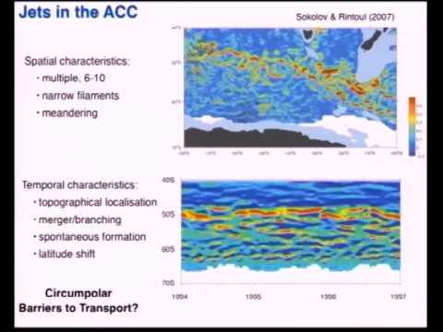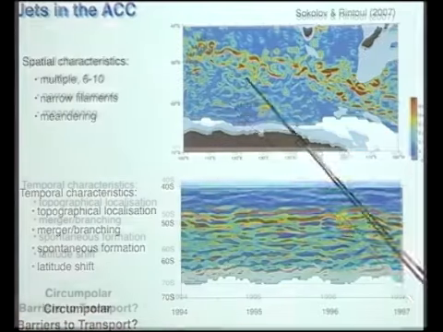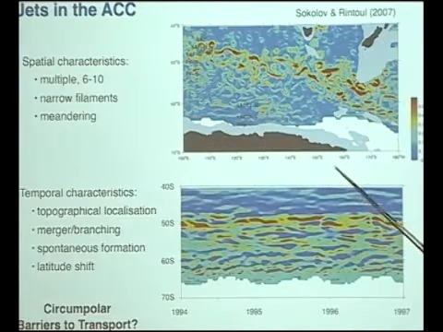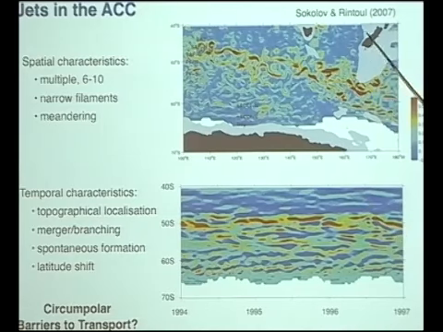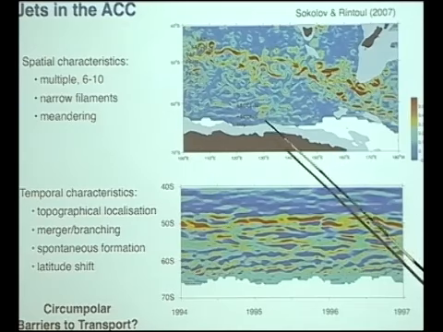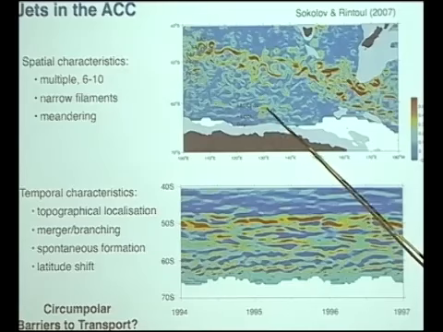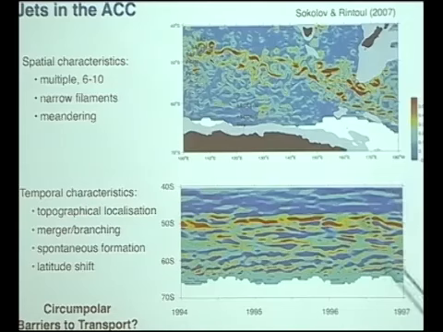And so these are two figures from a nice paper by Sokolov and Rintoul. And what's being shown here is gradients in sea surface height. So this is taken from satellite altimetry, and the gradients in sea surface height are essentially a proxy for the magnitude of the surface velocities. Okay, and you can look at two pictures. This here is a snapshot. So you have longitude and latitude. This is Tasmania, south of the South Island of New Zealand.